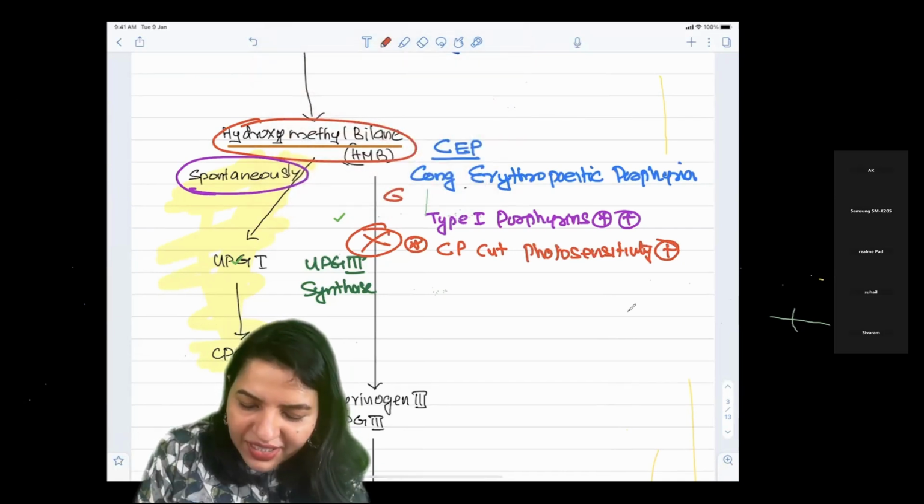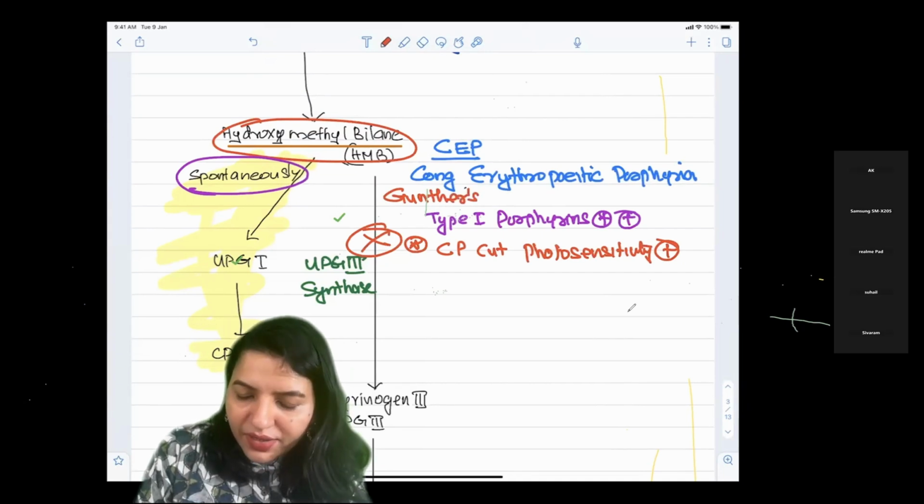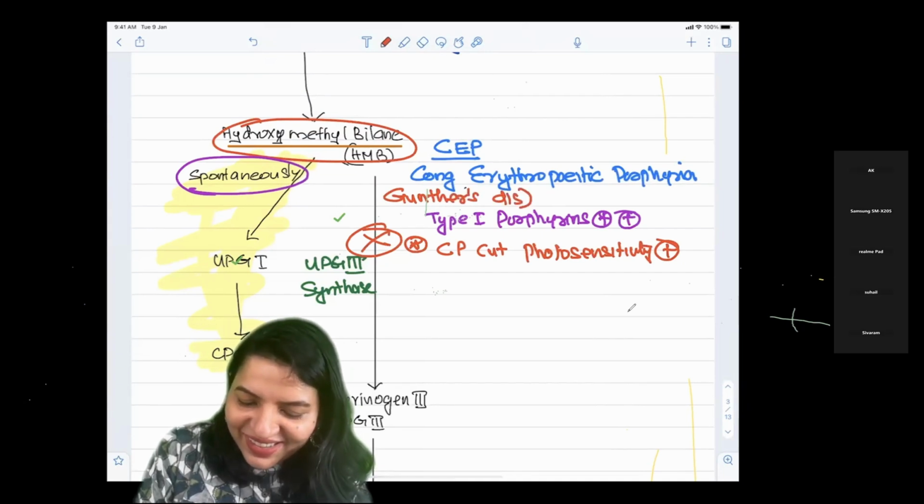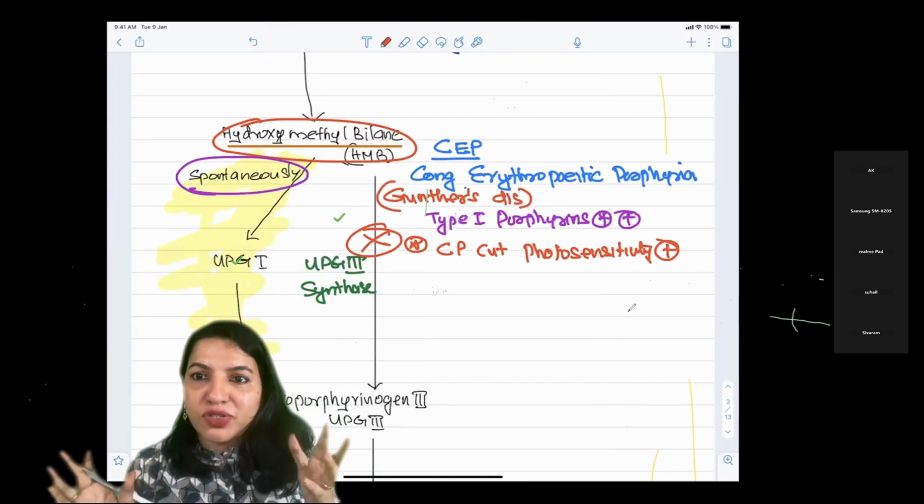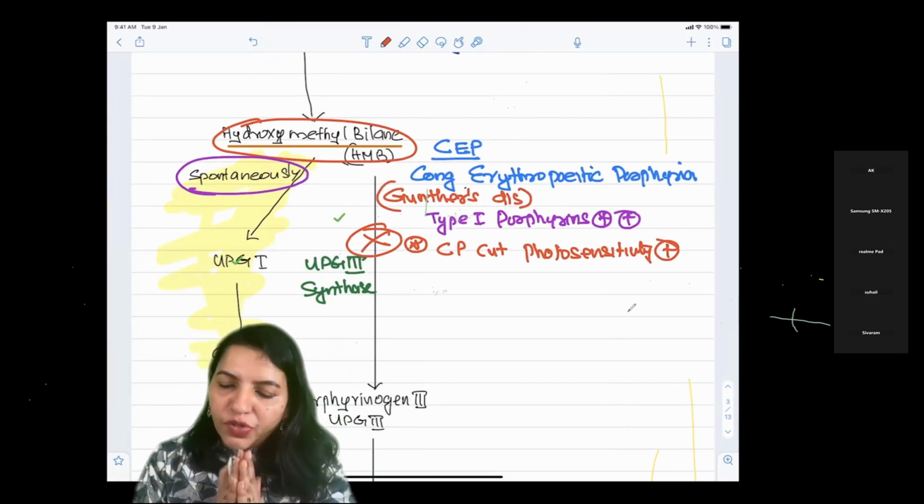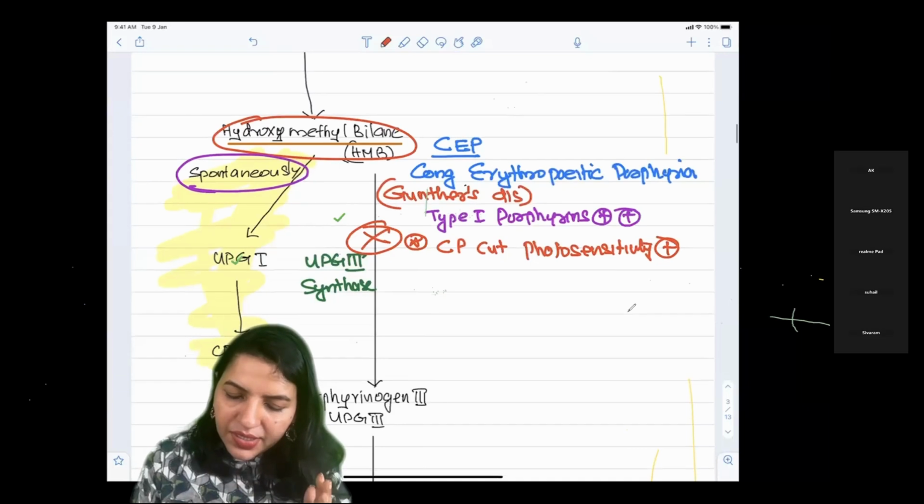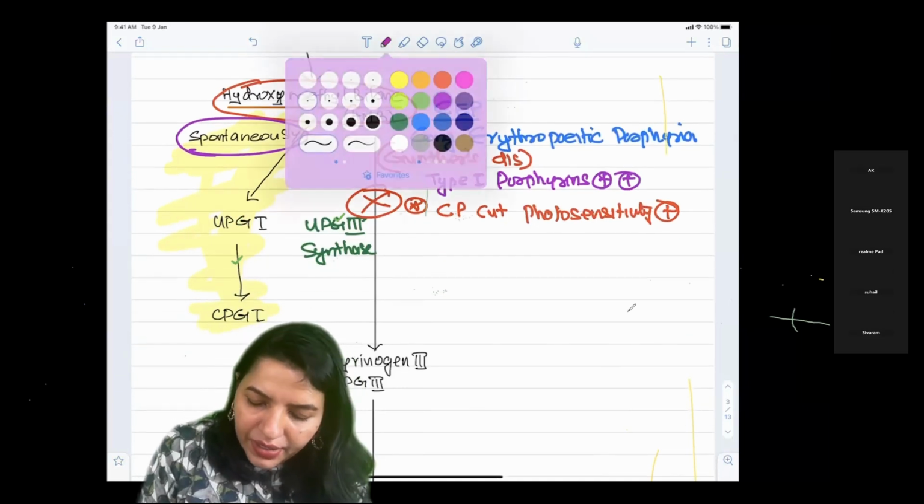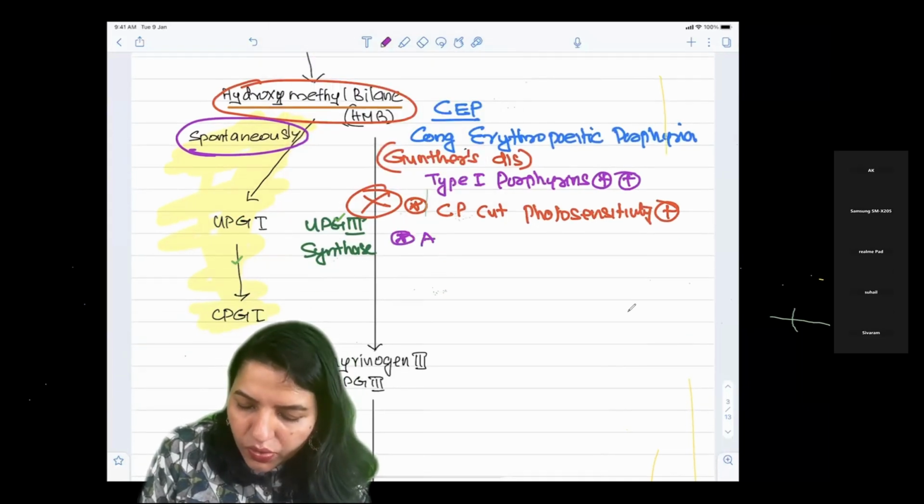This is also called Gunther's disease. Okay, if you can remember, okay, otherwise also fine. So congenital erythropoietic porphyria, or Gunther's disease, has some peculiarity. Number one, this is autosomal recessive.